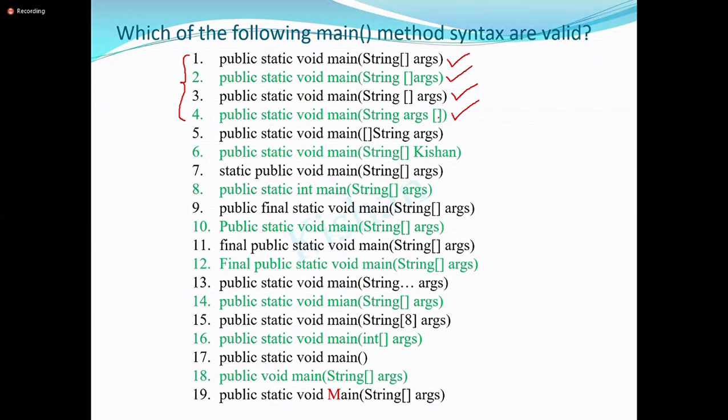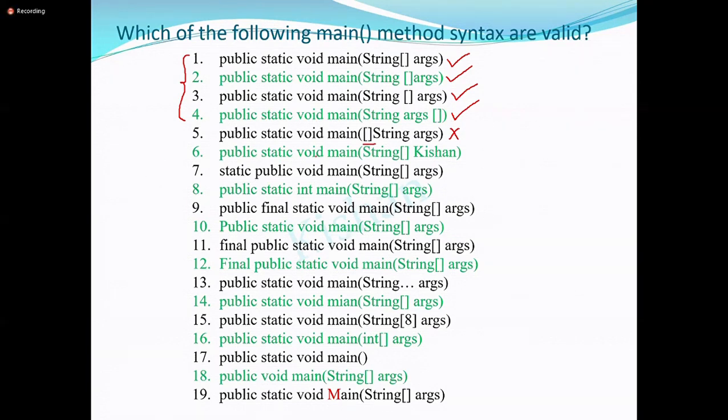But this array dimension should not be before the data type. Are you understanding me, guys? I told you String acts like both a class and a data type, right? So we should not write this array dimension before the data type. No, this is invalid. Am I clear with this, guys? Fifth syntax is invalid. Okay.